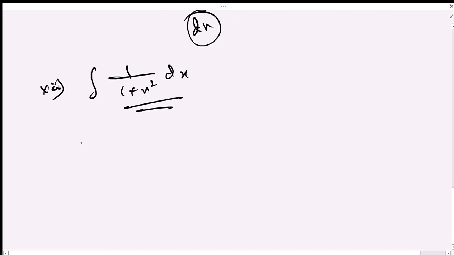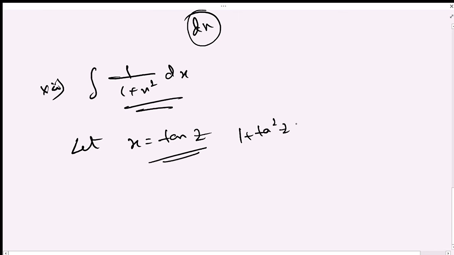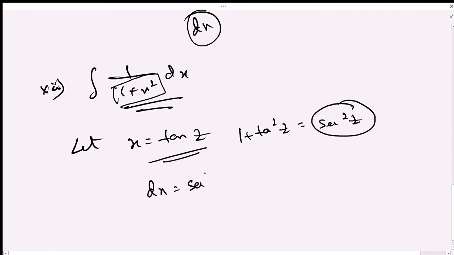Okay, so what we do is let x equal tan z. Now why have I assumed x equals tan z? Because we know 1 plus tan squared z is equal to sec squared z. So we can change the denominator into a single trigonometric function. Moreover, what will be your dx? Your dx will be sec squared z dz.